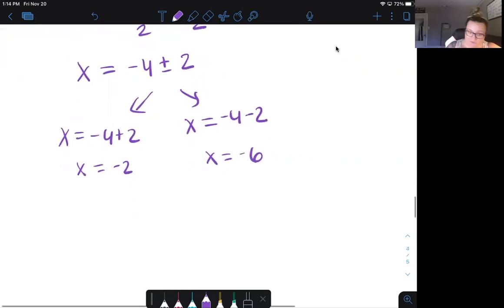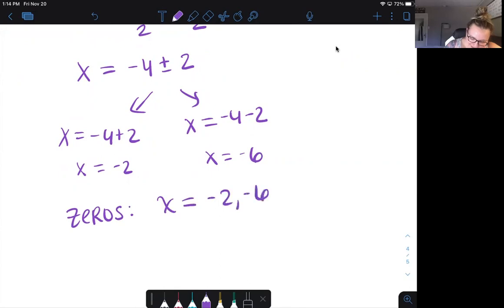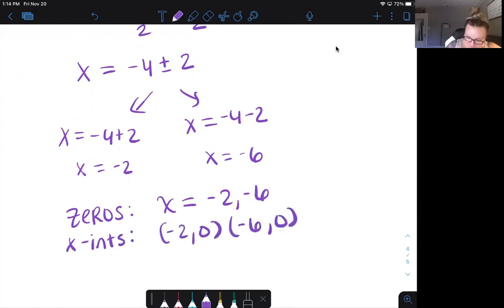Then, of course, we have to write our answers as zeros because your teacher is really picky for some reason. X equals negative 2 and negative 6. And then we also have to write our answers as x-intercepts, negative 2, 0, and negative 6, 0.